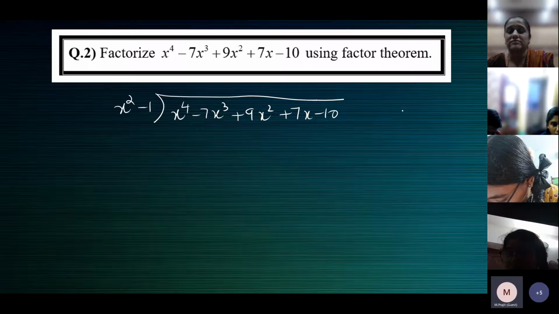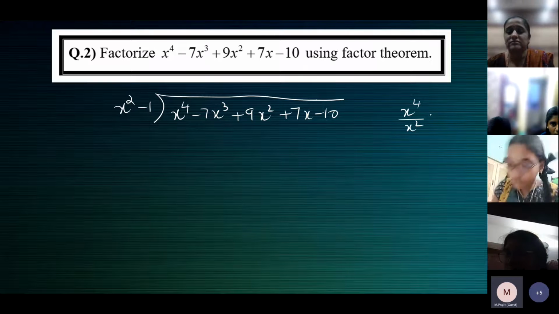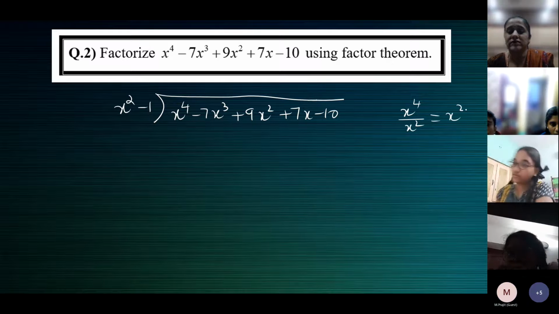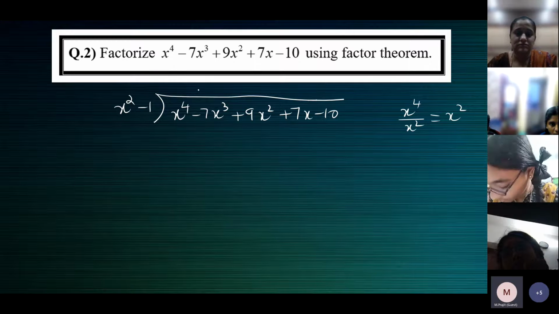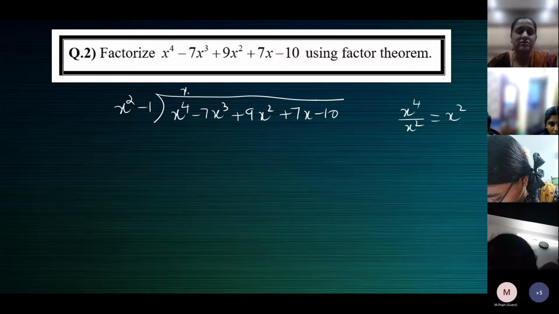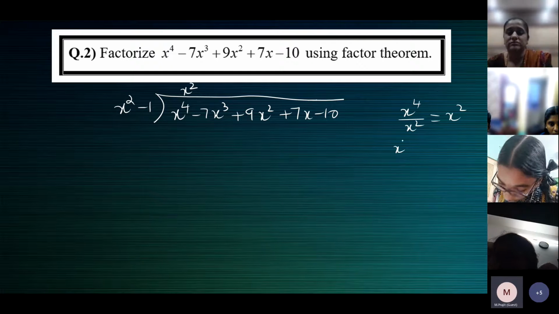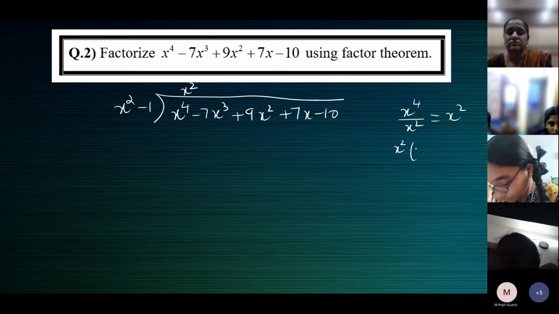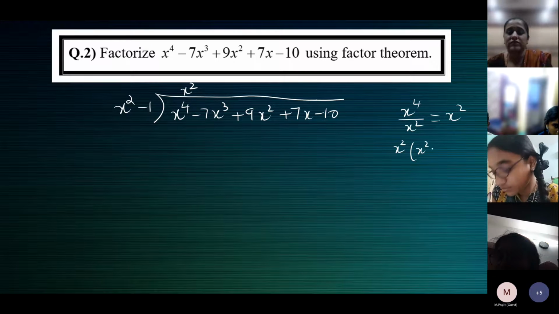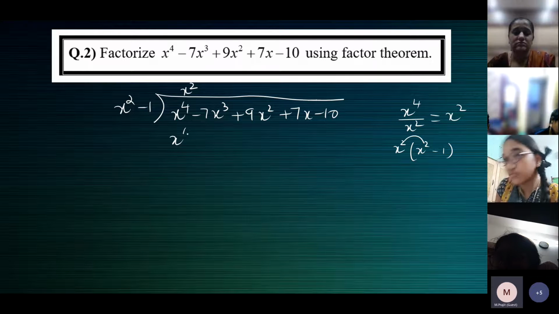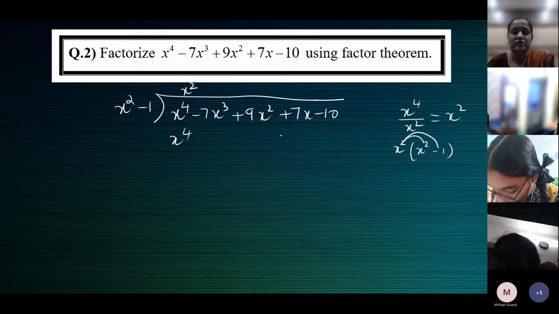First you divide x to the power 4 by x to the power 2. Very good. Then you get x to the power 2. That is the first term in the quotient. Now you multiply x to the power 2 with x to the power 2 minus 1. What will you get? X to the power 4 and minus x squared. Where should I write minus x squared? Under the x squared term.